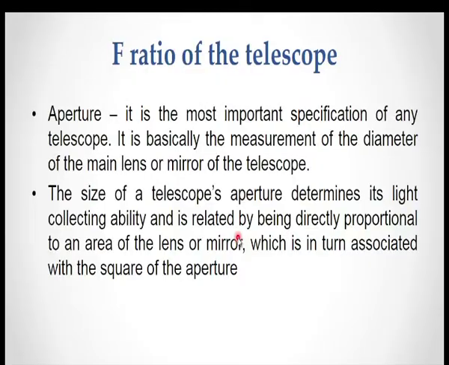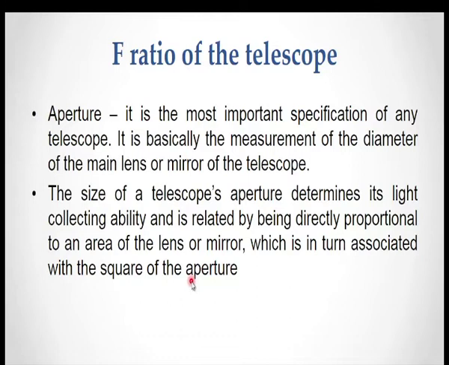Coming to the next scientific parameter of the optical telescope, it is the F ratio, the focal length ratio. To understand this F ratio, you must know the term aperture. Aperture is the most important specification of any telescope or any camera. This aperture is basically the measurement of the diameter of the main lens or mirror of the telescope.